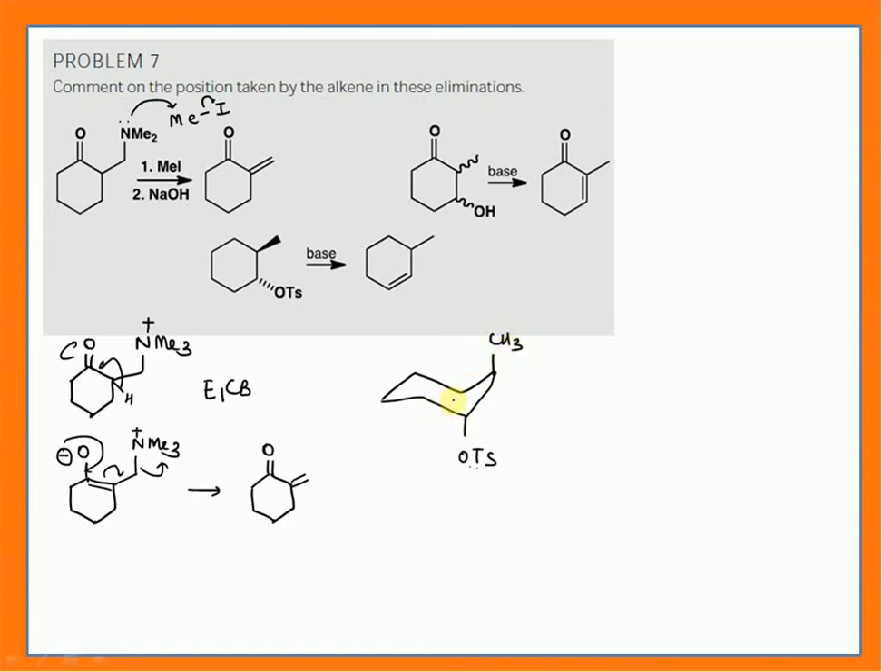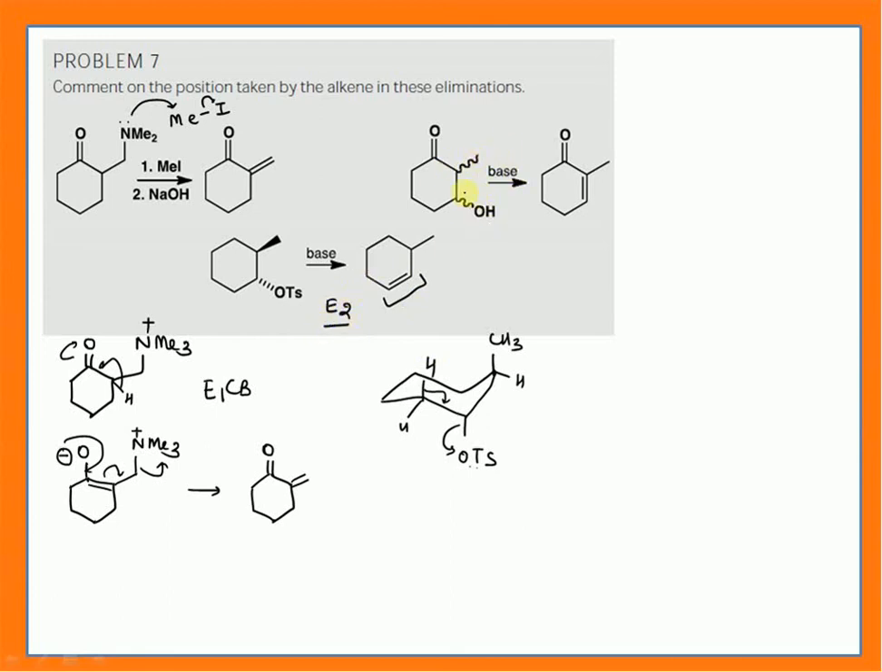So in the case of E2 eliminations, we cannot remove groups which are not anti-periplanar in nature. For example, this hydrogen and this tosyl group cannot be removed. We have to remove the proton from this carbon, which is anti-periplanar. So when it is removed, we will get a double bond between these two carbons in this way, right? So it is following E2 elimination.